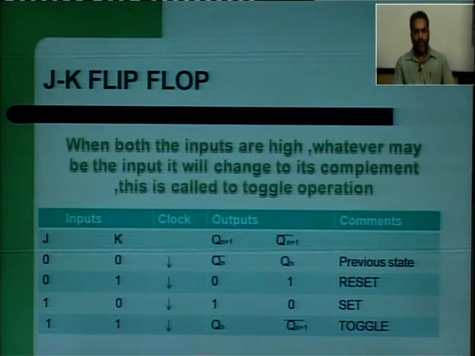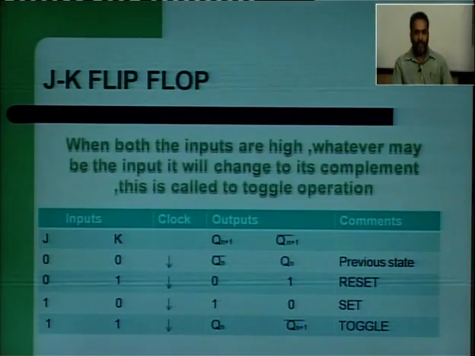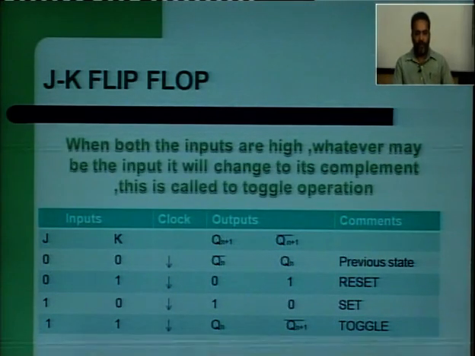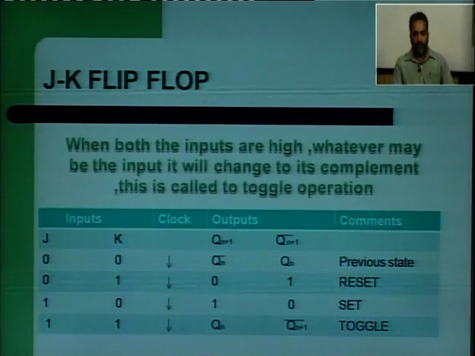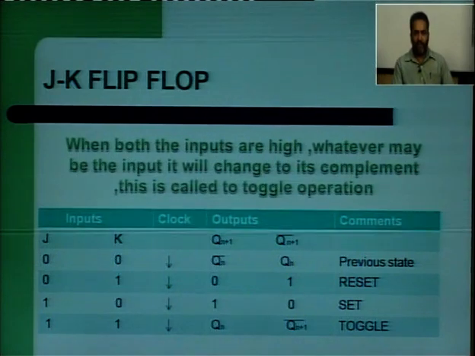If K is 1, the flip flop is reset, which means Q is 0, and obviously QR will be 1. If J is 1, the flip flop is in set condition, which means the basic output Q is 1, and QR is obviously 0. Now, let us look at the last row. If both are 1, the output is toggle. Toggle means it reverses the previous state; it changes its position from the previous state.